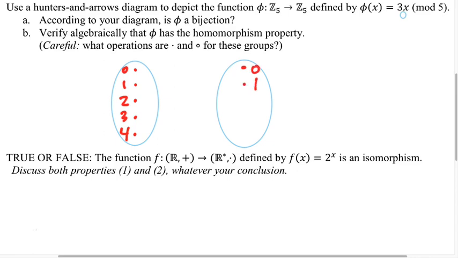0 goes to 0. 1 goes to 3. 2 goes to 1. 3 goes to 4. 4 goes to 2.